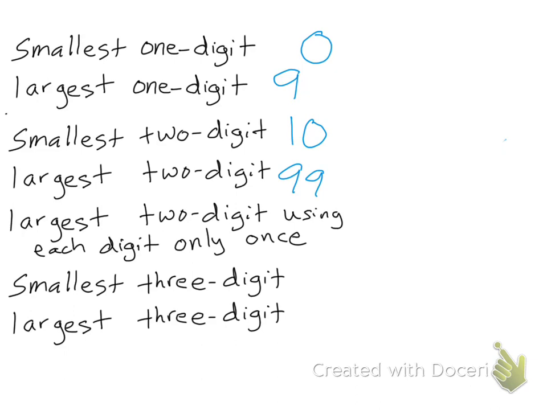All right, so next, what is the largest two-digit number using each digit only once? I can't use 99 because that's using 2 9s. So the largest two-digit number I can get and only use each number once would be 98. All right, what's my smallest three-digit number? That's going to be 100. What's my largest three-digit number? That'll be 999.